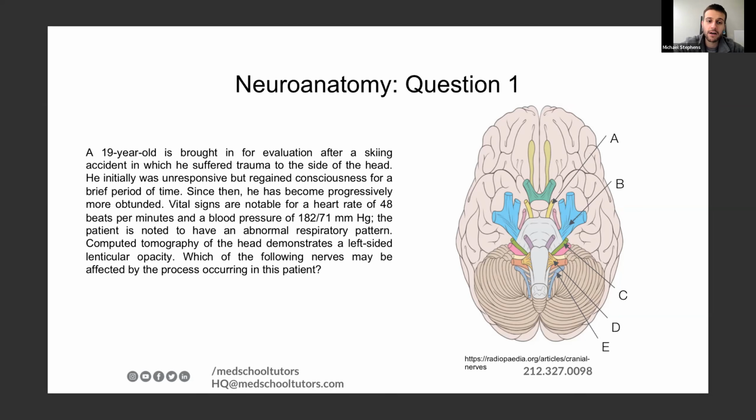Does anyone know the name of these vital sign abnormalities, the bradycardia, the hypertension, the wide pulse pressure, and then the abnormal respiratory pattern? Does anyone know what that's called?